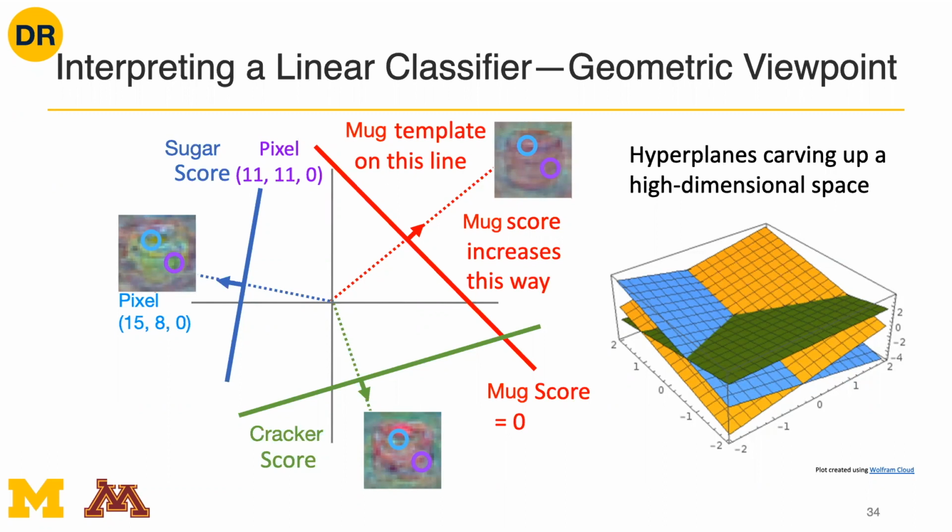Yeah, any questions so far? So yes. In this graph, the X and the Y would be the pixels, and then the Z would be the scores. Yeah. Okay. And we are intersecting in that 3-dimensional space.